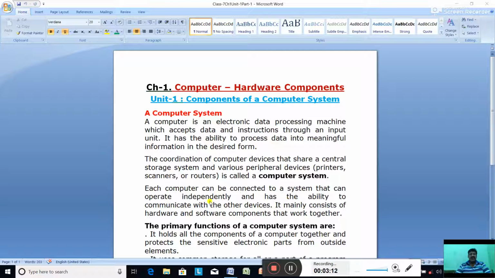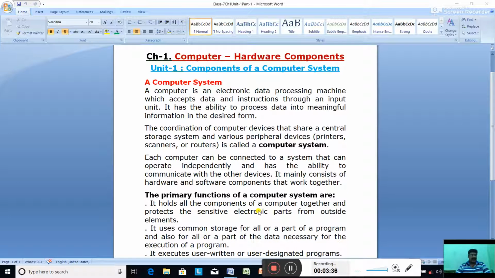Each computer can be connected to a system, can operate independently, and has the ability to communicate with other devices. It mainly consists of hardware and software components that work together. So there are two parts, hardware and software.